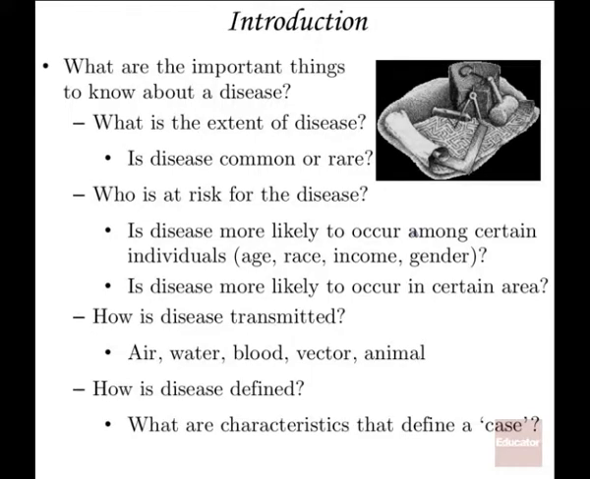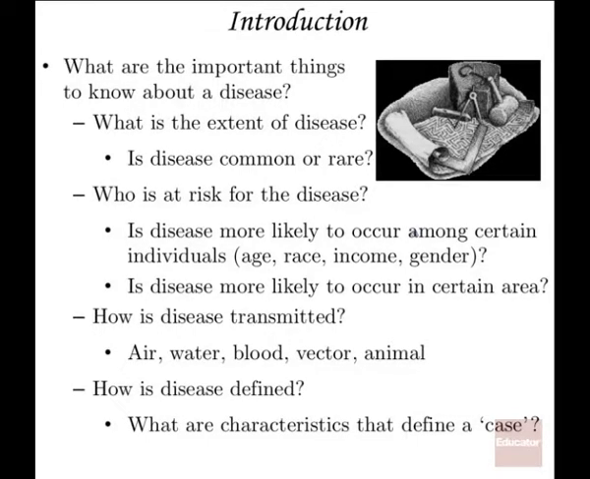So we often hear on the news about various foods being pulled off the market because they're contaminated with some kind of microorganism. So today's lecture is going to be about learning how to figure out: is a disease actually occurring, number one. What is the extent of the disease? Is the disease affecting a lot of people or only a few? Who's at risk for the disease?